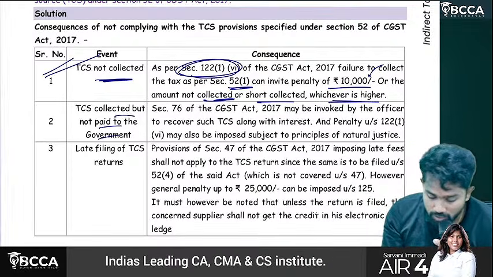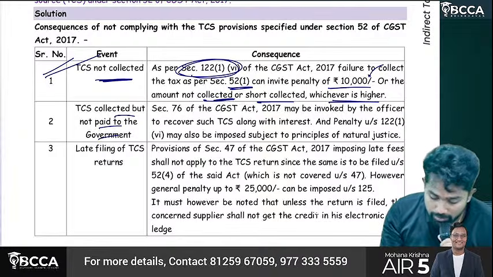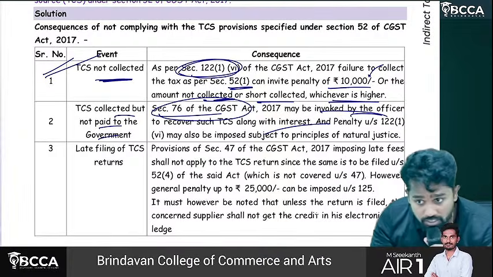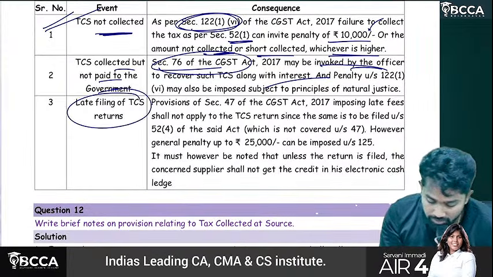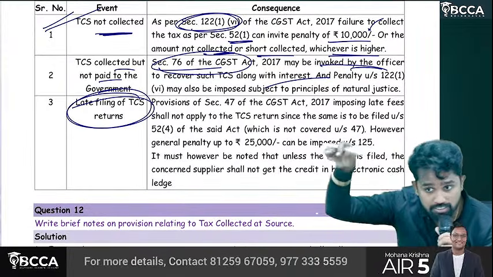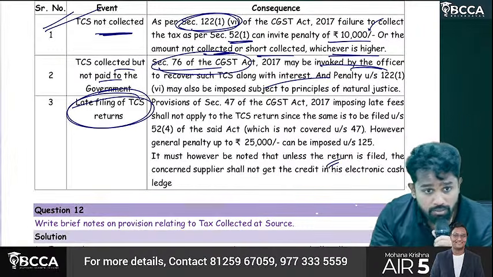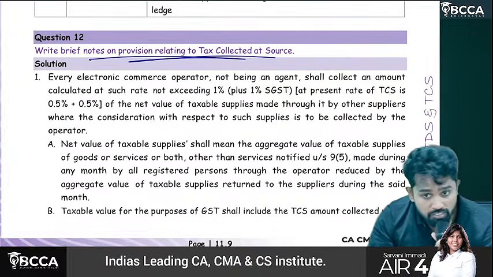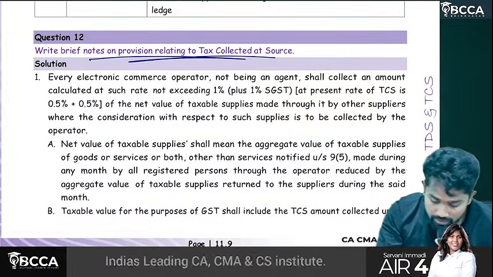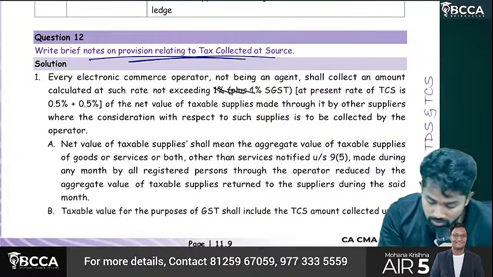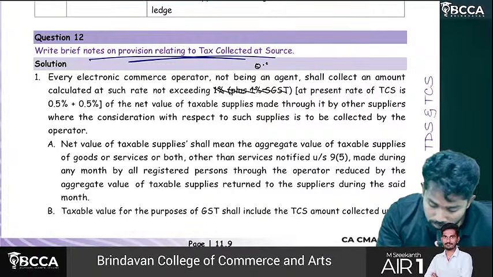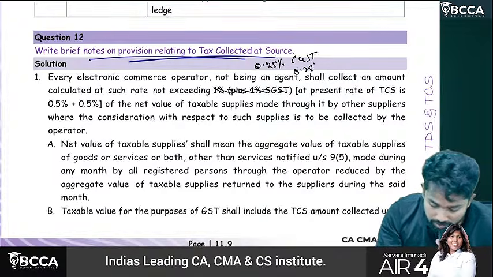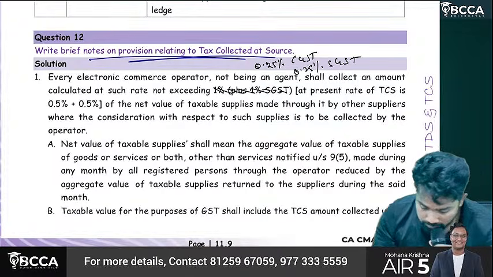If TCS is collected but not paid to government, then that amount can be recovered by the government as arrears of tax due. Late filing of TCS returns: we already discussed GSTR-related late fees in the returns chapter only. Then write short notes on provision for collecting TCS. Sir, here correct them, sir. The rates are old. What are the current rates? 0.25% CGST and 0.25% SGST only.